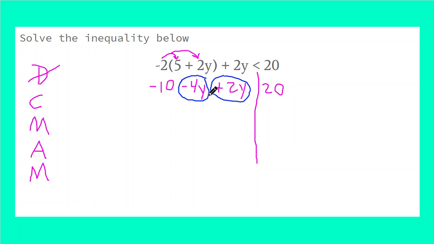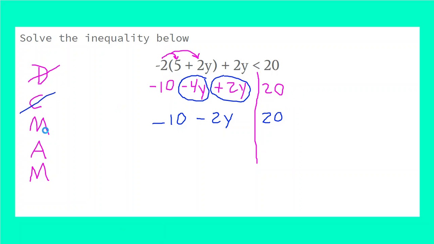I can combine these two because they have the same variable raised to the same power. Negative 4 plus 2 would be negative 2y. And then I can bring down this negative 10, and I can bring down this 20 on this side because there's nothing to combine it with over here. And I'm done with my combine step.